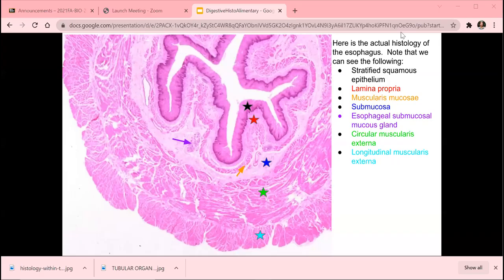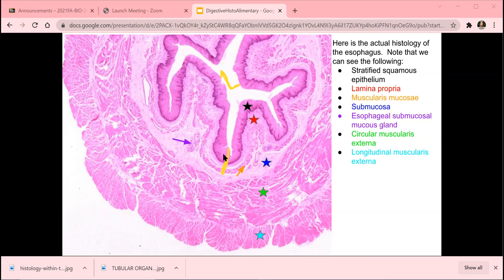This is the actual histology of the esophagus. In this histology picture, you can see the different layers of the wall. First, I want to show you the lumen. This is the lumen of our esophagus. And the layer which we have immediately after the lumen, with the yellow line, is tunica mucosa.